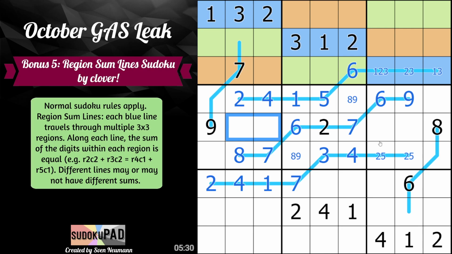And then we are missing, maybe it's better to look at this triple here. Let's look here first. We need to place 1, 3, 4, and 5. This cannot be 5. This cannot be 1. This cannot be 4. Okay, this cannot be 4. This cannot be 3, and this cannot be 1.